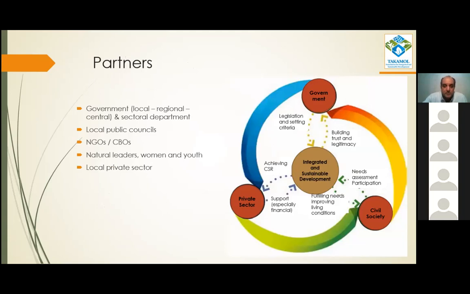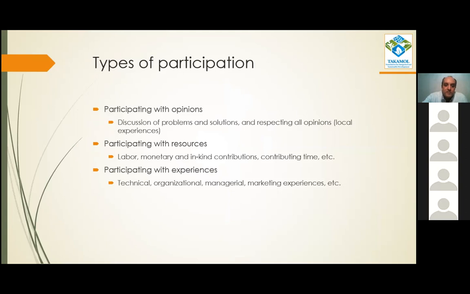By the way, I leave the presentation to you afterwards so you can read it thoroughly, but I'll just quickly go through it so that we have a good chance to discuss some ideas together. So we have some types of participation, like participating by opinions, giving opinions, and participating with resources. You provide labor, you provide money resources, you provide in-kind contributions.